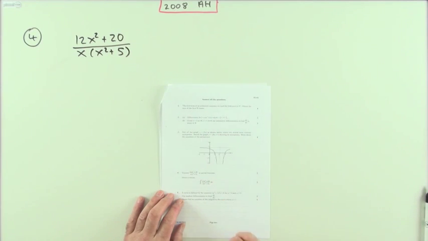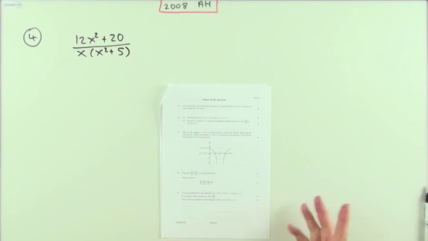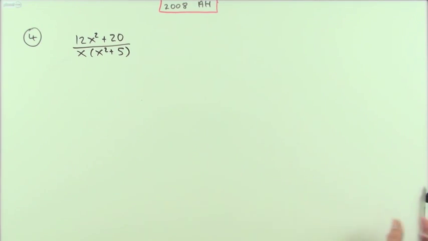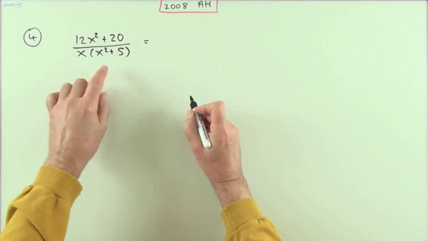Number 4 from the 2008 Advanced Higher, partial fractions, but just 3 marks. And you probably have to go through a fair wee bit of arithmetic just to get those 3 marks, but it is simple though. Next, use it in an integral, but first of all, partial fractions. Well, what have we got?